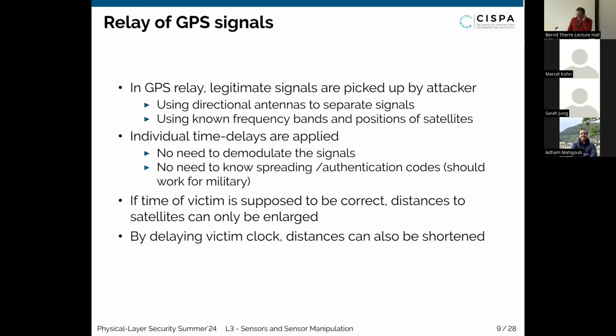So the second attack, which is slightly interesting, is this relay of GPS signals. I already talked about this. You could potentially just pick up the signals and replay them with a certain time delay. The nice thing about this is this attack should even be possible for military GPS. We never tried this in practice. I think I mentioned this before. We like to travel to the US, so we didn't want to mess around too much with that kind of stuff.